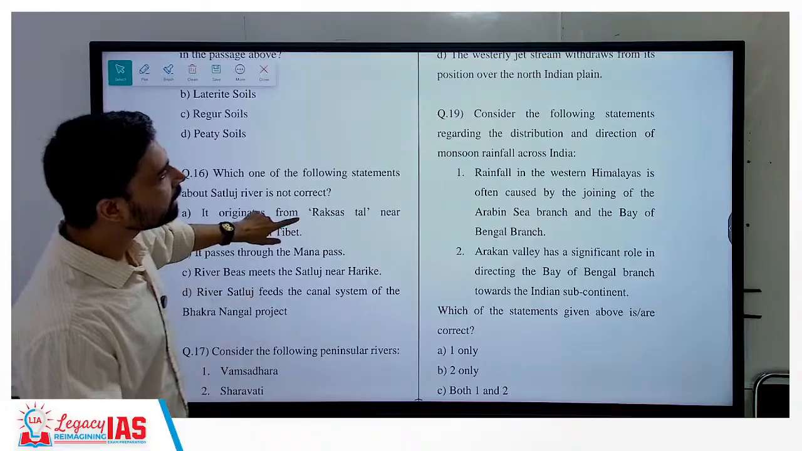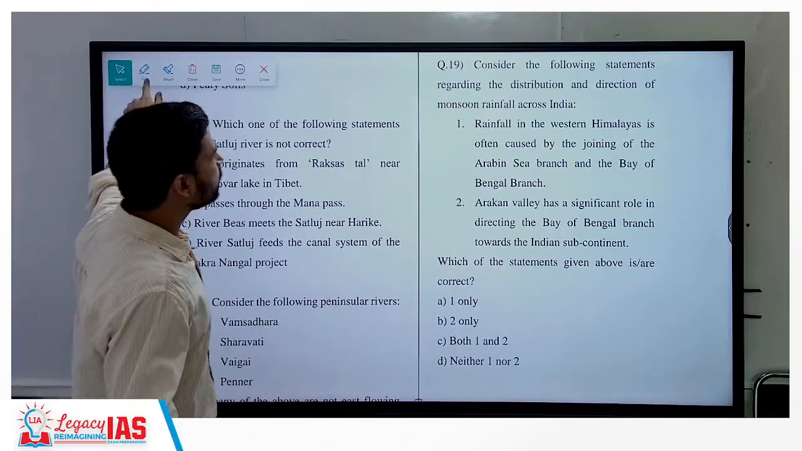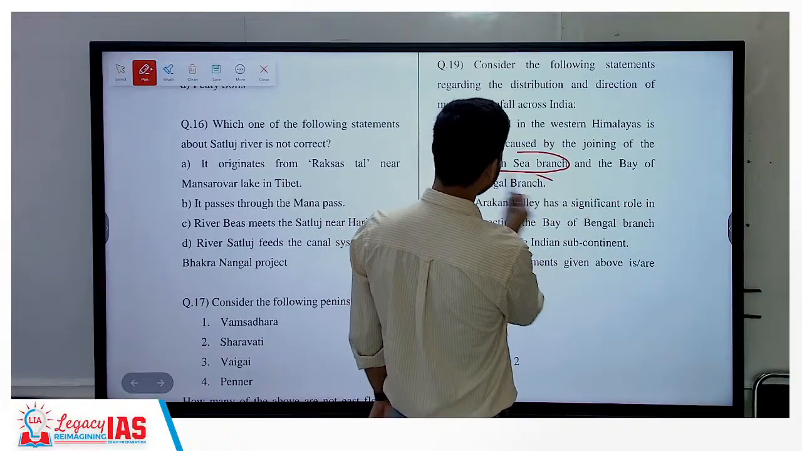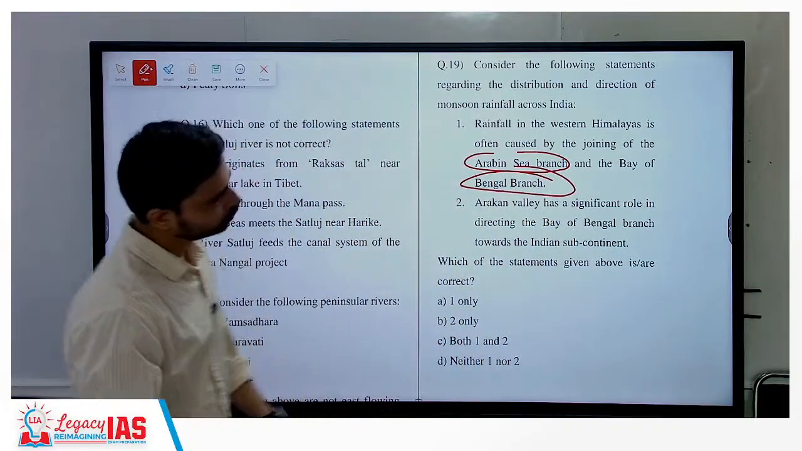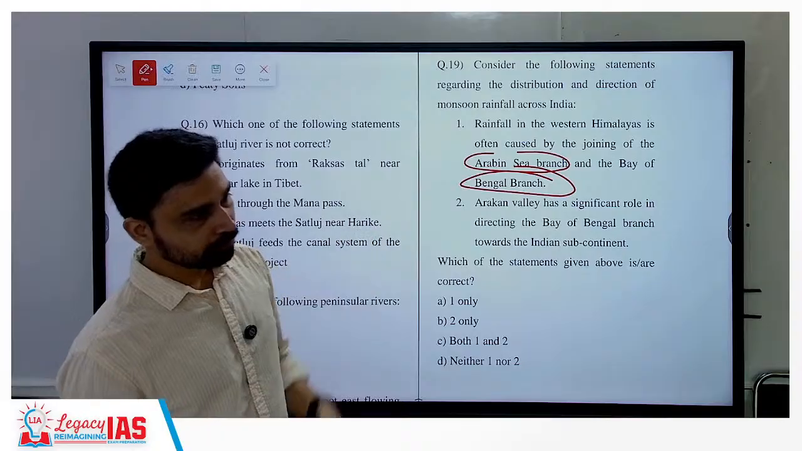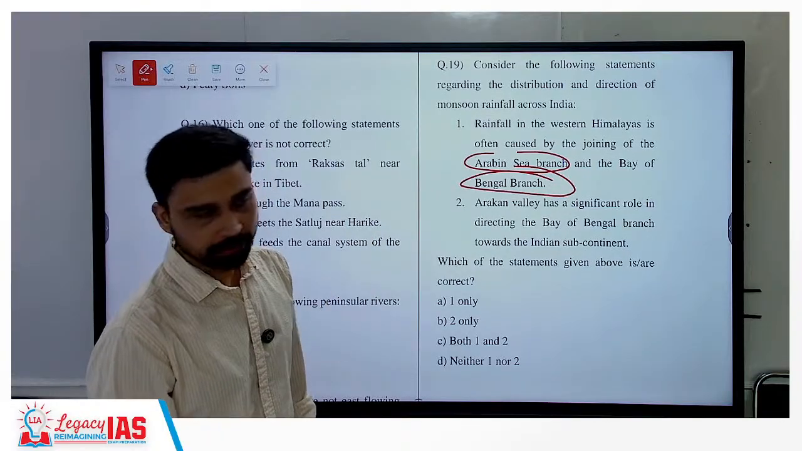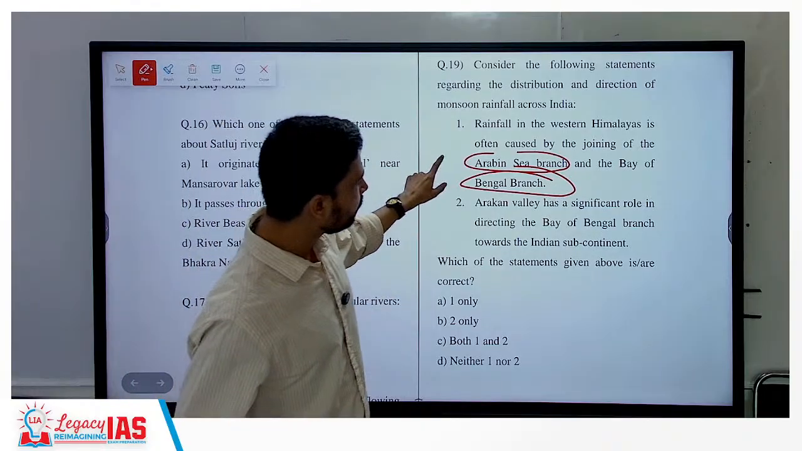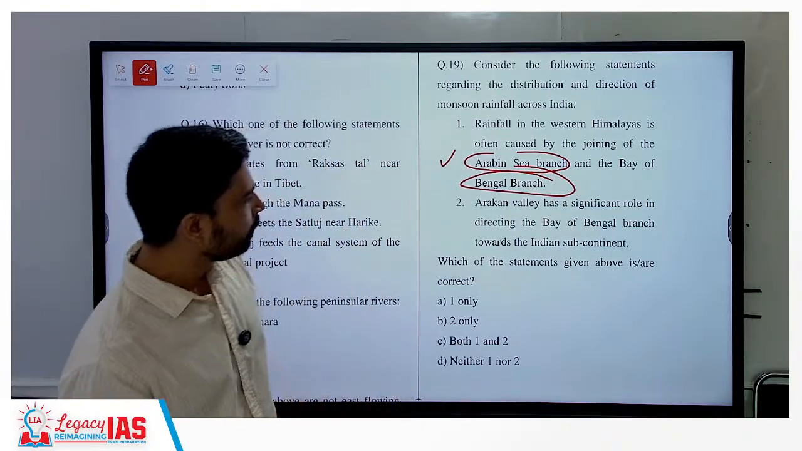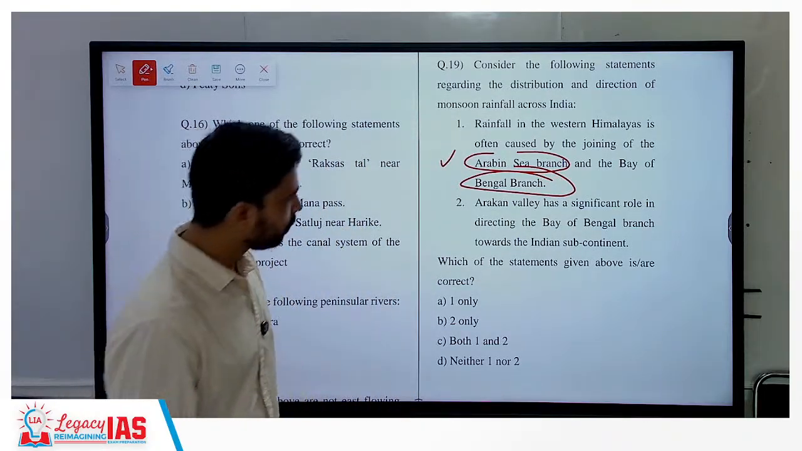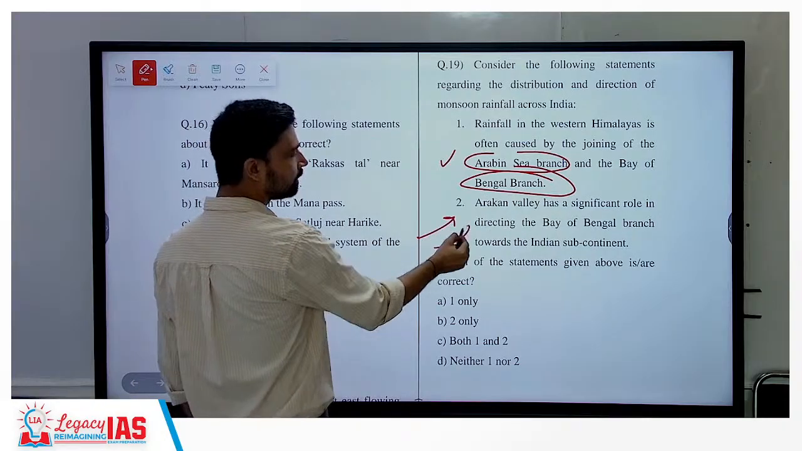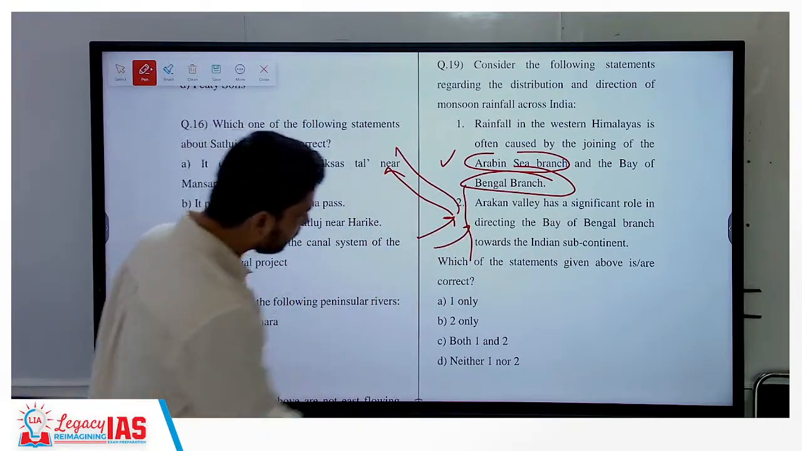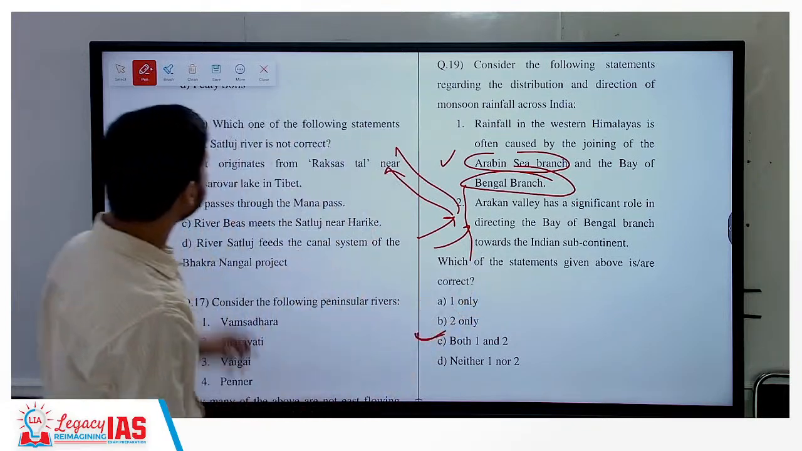Consider the following statement regarding the distribution direction of monsoon rainfall across India. Rainfall in western Himalaya is often caused by the joining of Arabian Sea branch and the Bay of Bengal branch. True or false? True. Okay, from the Gujarat branch and then you have the Ganga branch. We know that near western Himalayas they converge. Arakan Valley has a significant role in directing the Bay of Bengal branch toward the Indian subcontinent. True or false? True. Because Bay of Bengal branch largely is deflected due to the Arakan mountains located in the coast of Myanmar. So what is the correct option? C. Both 1 and 2.